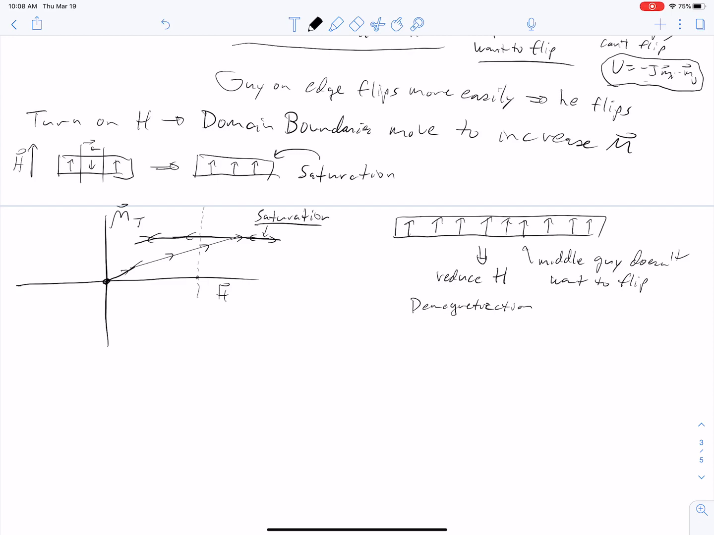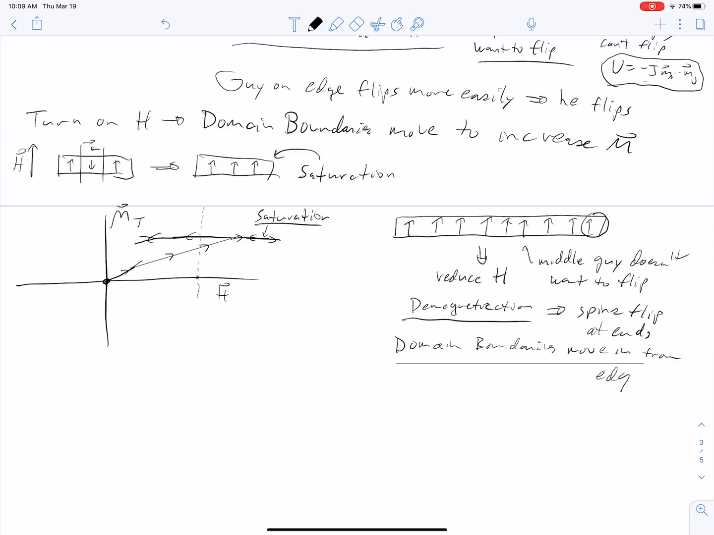And where will it flip? Well, it's really going to start flipping at the ends, because the guy at the end only has one nearest neighbor. So the spins or magnetic moments will flip at the ends. Then domain boundaries will be formed, and the domain boundaries will move in from the edge. And so then the magnetization will start to decrease.